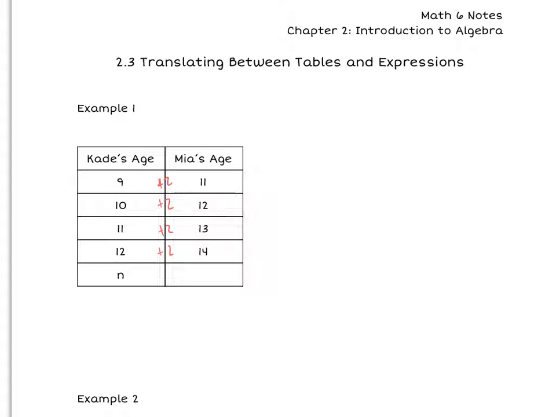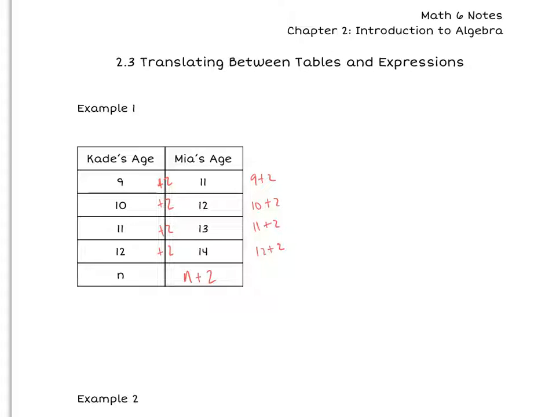So now if Cade's age is N, what is Maya's age going to be? What did we do every time to Cade's age? We added 2. So this one here is like 9 plus 2, 10 plus 2, 11 plus 2, 12 plus 2. What would the next one be? N plus 2. N plus 2. So no matter what Cade's age is, we could always find Maya's.